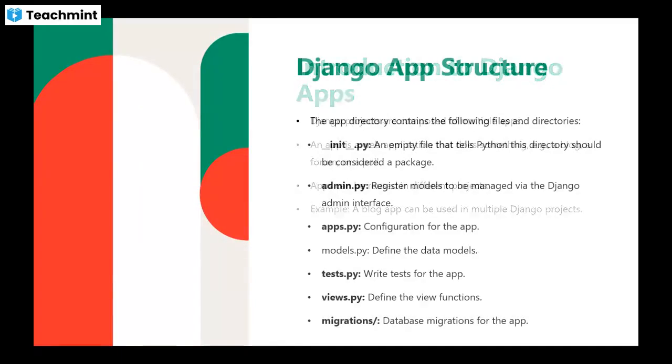Django app structure. The first file we see is the init file. We have already discussed what the init file is. When we created the project, in the settings folder we already saw an init file. The init file is an empty file that tells Python that this directory should be considered as a package. As we have already discussed, a package is nothing but a collection of modules, and a module is nothing but a Python file containing Python code.